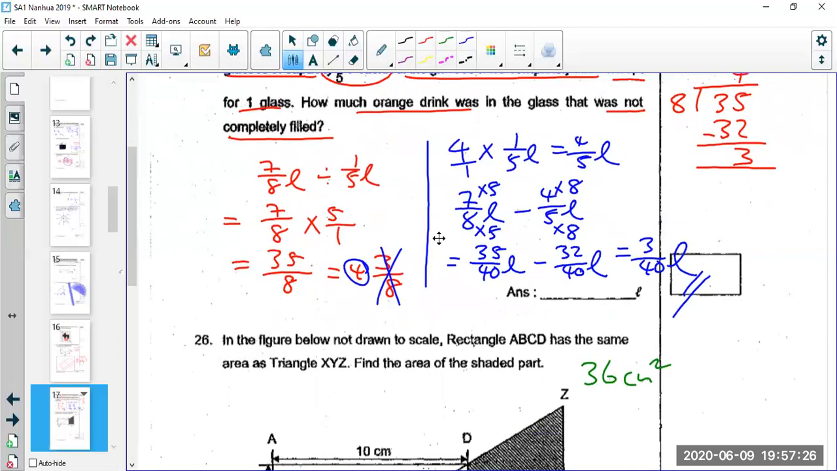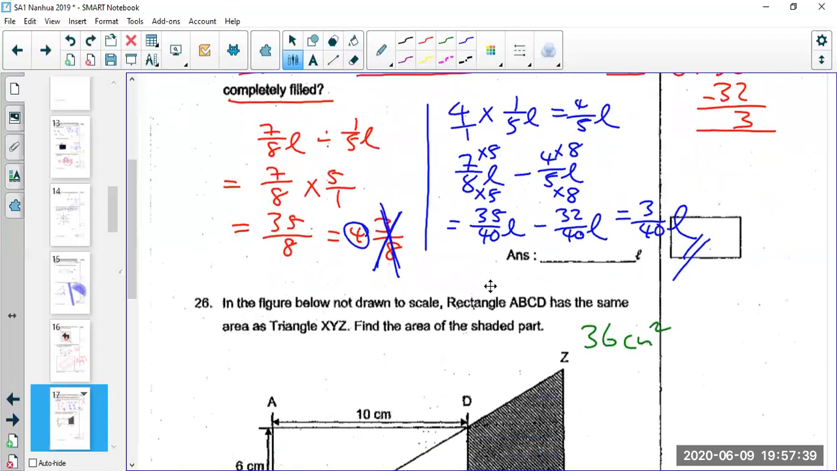Okay, so this is a very important question, and I will need you to remember so that you don't make the same mistake, because it's very easy to get the answer wrong, which is not 3/8. Okay, not 3/8. Okay, next one.